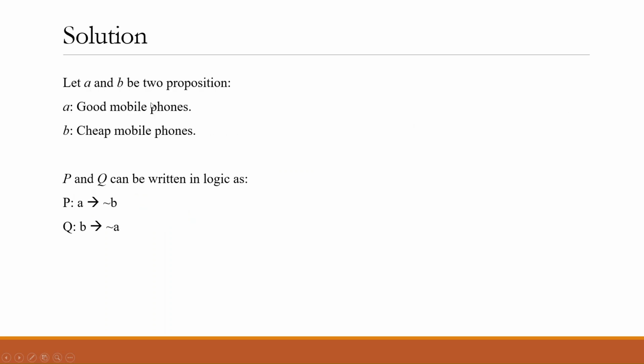So let's denote by A and B the two propositions. A: Good mobile phones. B: Cheap mobile phones. P and Q can be written in logic as proposition P: A implies not B, and proposition Q: B implies not A.